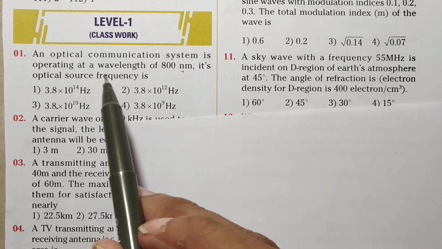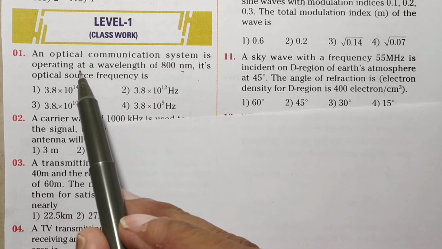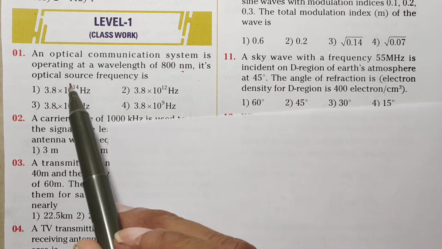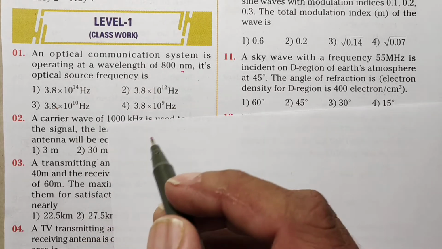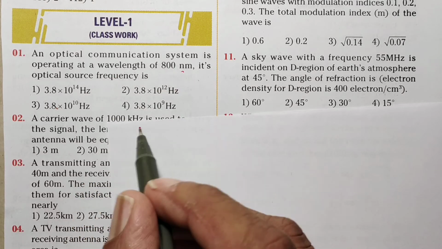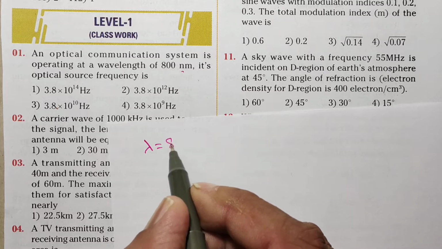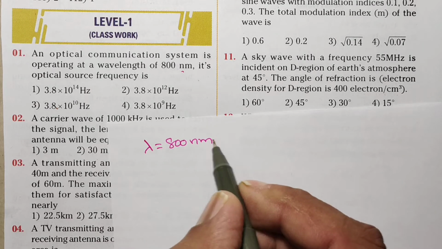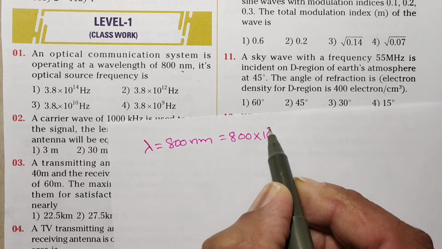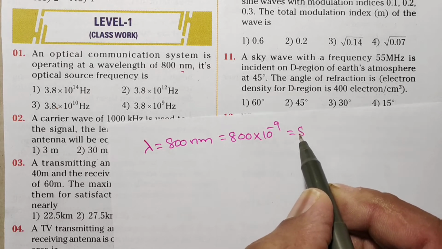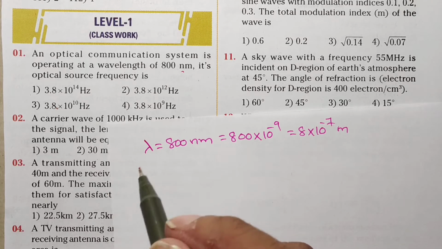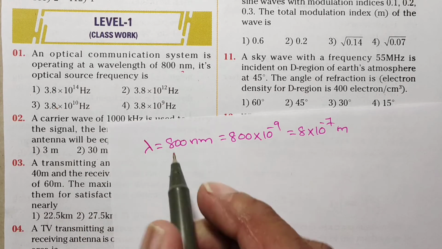First bit: an optical communication system is operating at a wavelength of 800 nanometer. Its source frequency is how much? They have given the wavelength, lambda equals 800 nanometer, that is equal to 800 into 10 to the power of minus 9, that means 8 into 10 to the power of minus 7 meters. And we have to find the frequency.